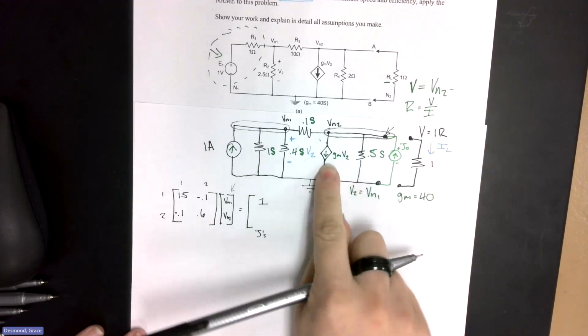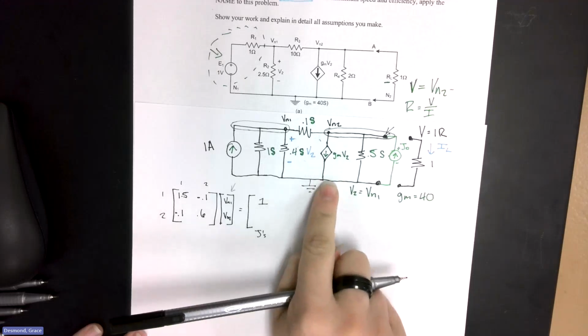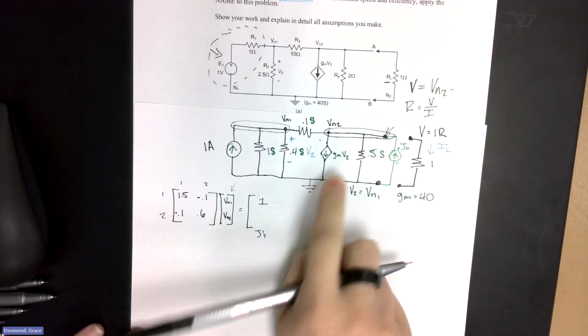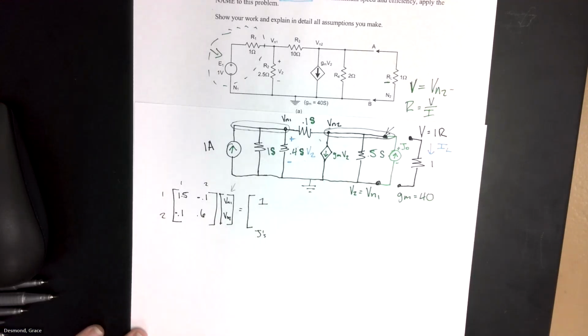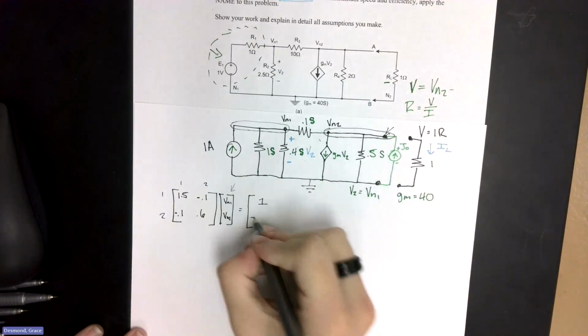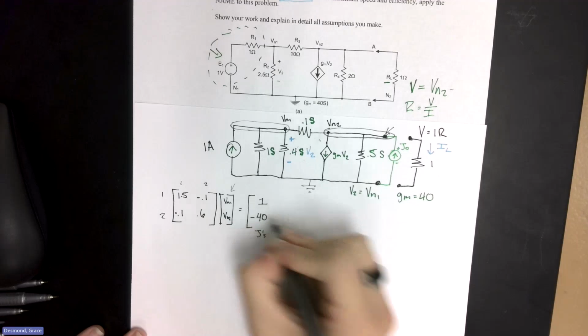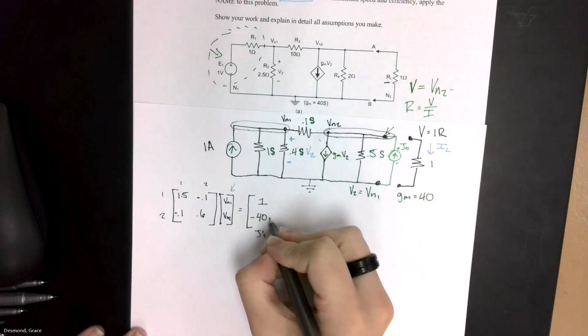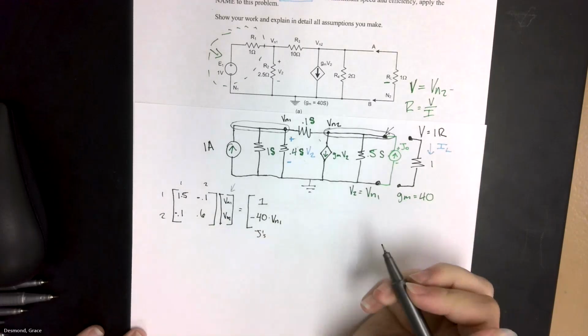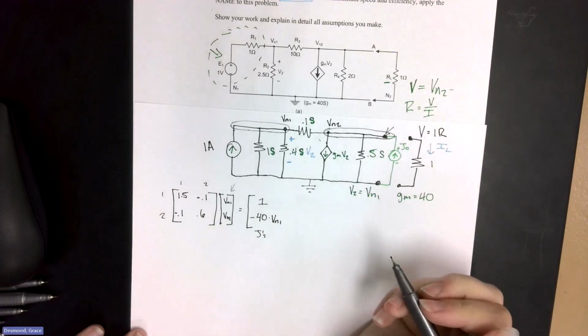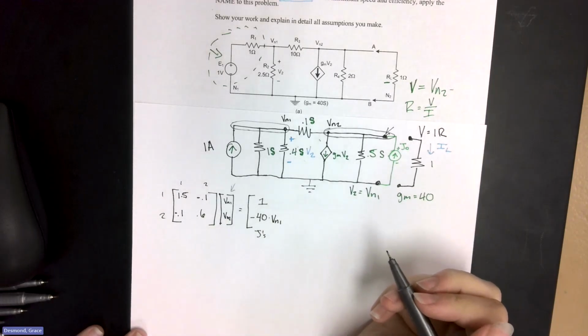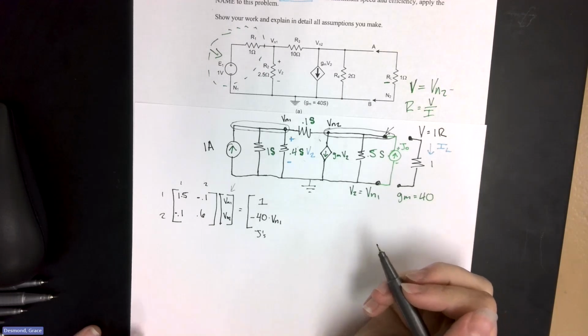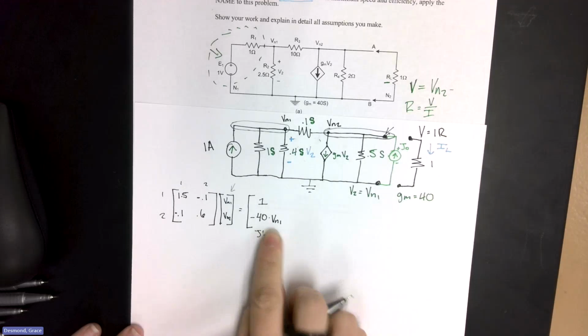So this 40 Siemens times VN2, VN1, is that going to be positive or negative? That's going to be negative 40 VN1. And I went ahead and plugged in numbers. Do you want me to instead write GM V2, or is this good? Okay, cool. So yeah, negative 40 VN1.